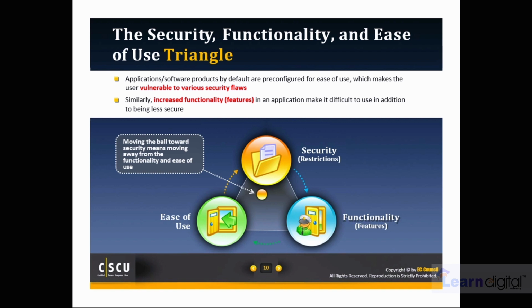So the challenge for security professionals is to find the right balance between these three factors to create a security system or product that is both effective and user friendly. So that is the triangle between security, functionality, and ease of use.